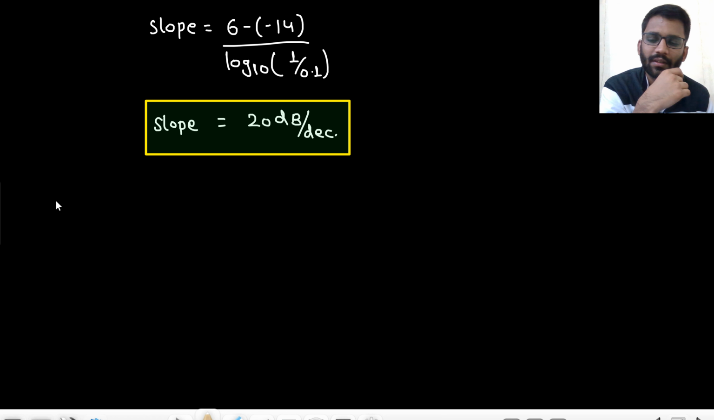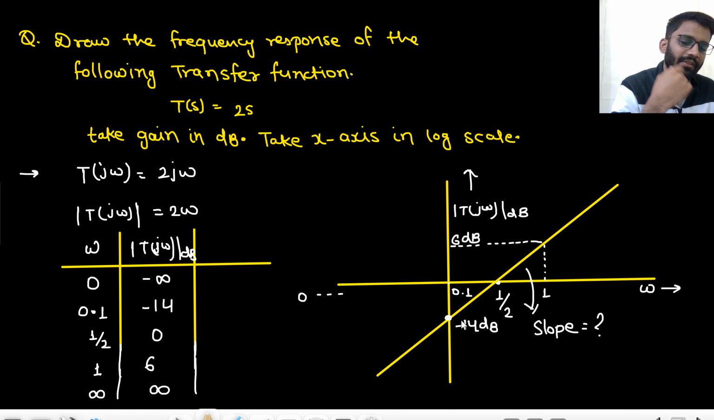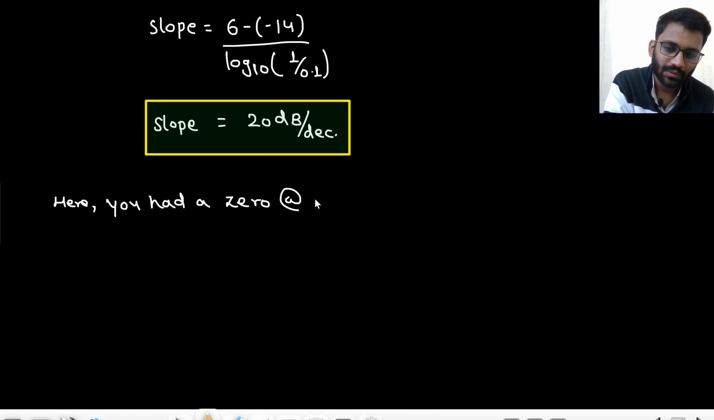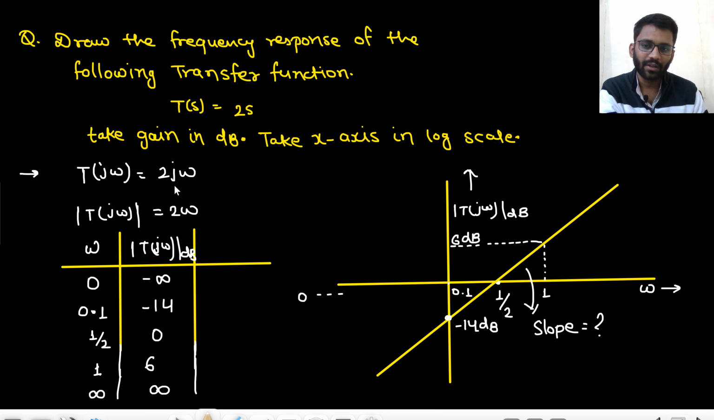Okay, so here, and also you can see by the diagram as well, if you are going from 0.1 to 1, that means 10x growth. 10x growth means 20 dB should increase. So minus 14 to 6, 20 dB is increasing. So in 10x growth, 20 dB is increasing. Here you had a zero at 0, right? At omega goes to 0.